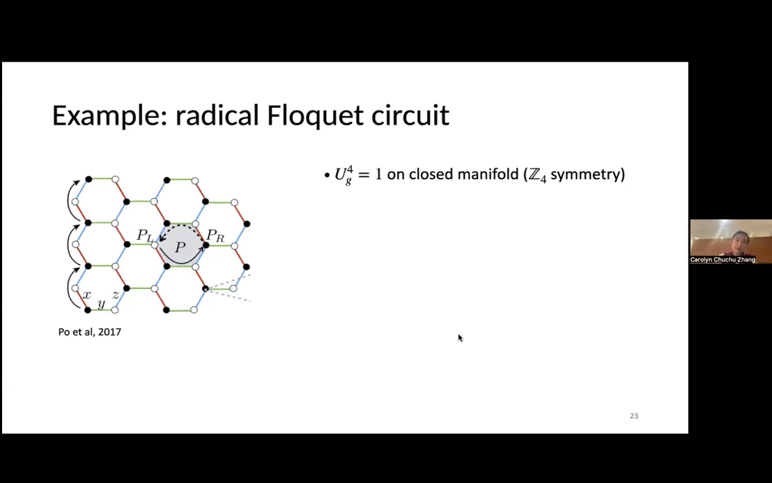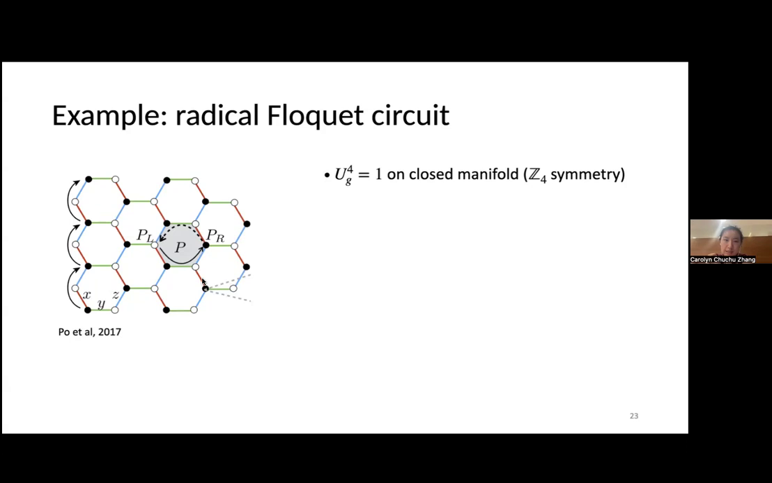Okay, so I will shortly get into a very simple example, but I should mention first that these kinds of non-onsitable symmetries have appeared in the literature. Back in 2017, there was a paper by Adrian Po and collaborators that discussed something called the radical Floquet circuit. This is an interesting Floquet circuit.